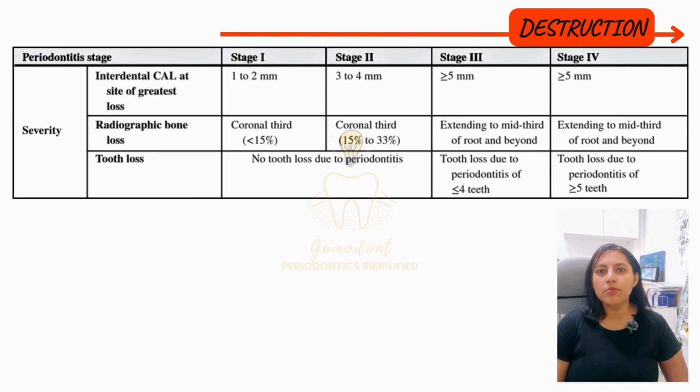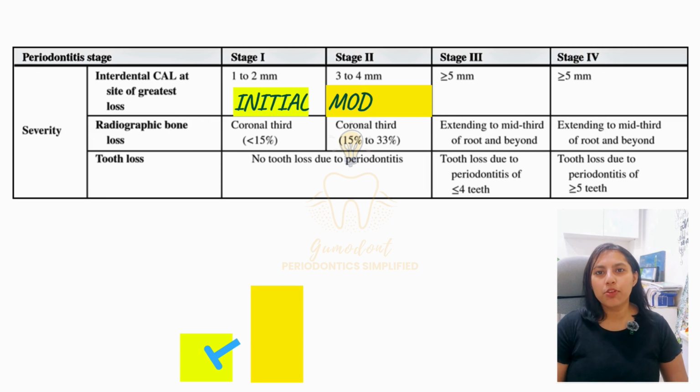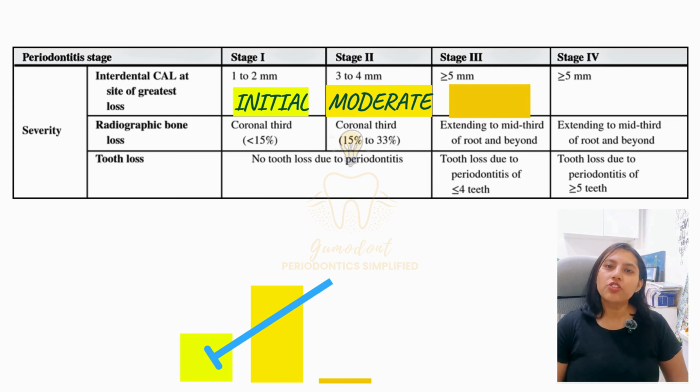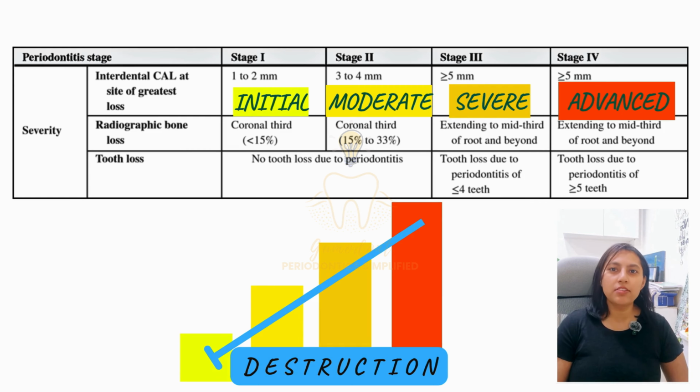So, in simple terms, stage 1 represents initial disease, stage 2 represents moderate disease, stage 3 represents severe disease, and stage 4 represents advanced disease with loss of function and complex rehabilitation needs.